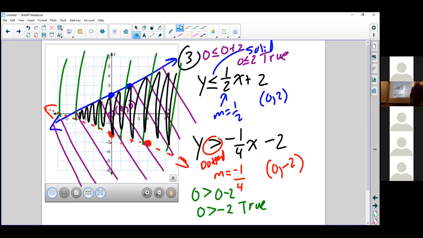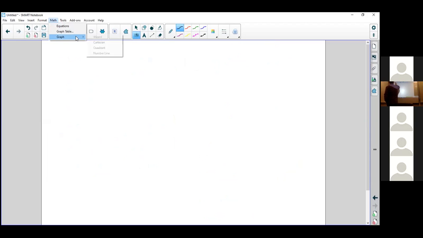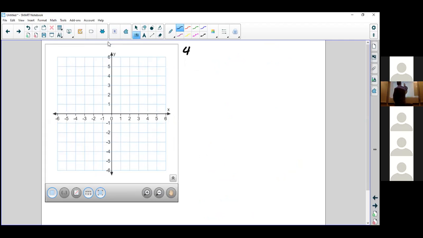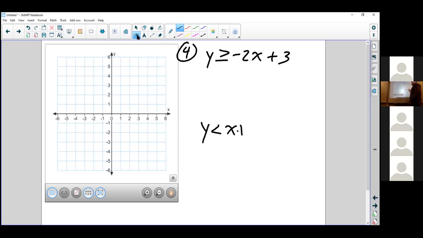Okay, number 4. Number 4, we have y is less than, oops, wrong way. Y is greater than or equal to negative 2x plus 3. And the other one is y is less than x plus 1. So these are both set up to find the y-intercept.